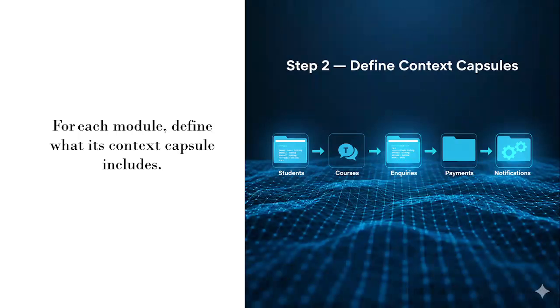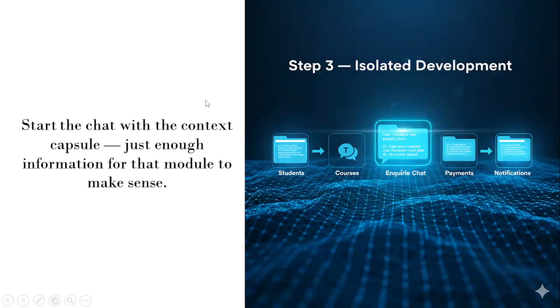does exactly. Now in step 3, this is where we have to work with isolated charts. Okay, so the isolation development is basically working with isolated charts. This is what will actually make it possible to work with different AIs, but still work on the same project. Now when you open a new chart with the AI, you only work on one module per chart. So you start the chart with the context capsule, just enough information for that module to make sense.